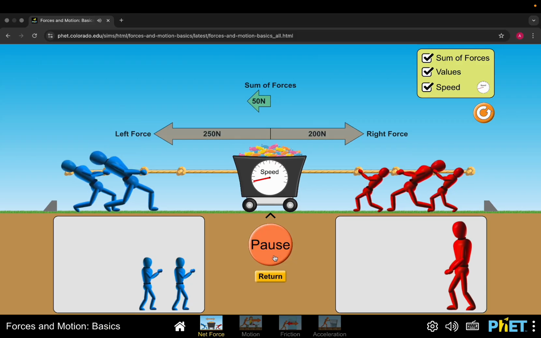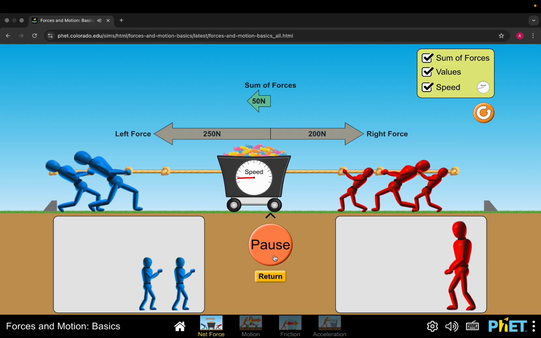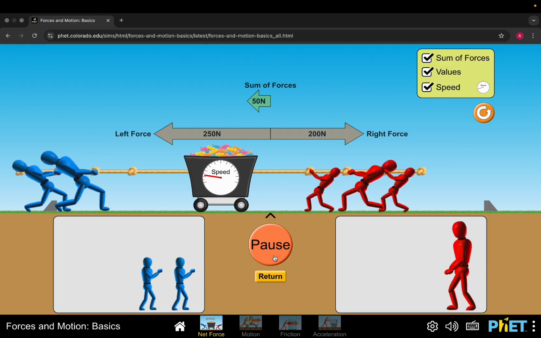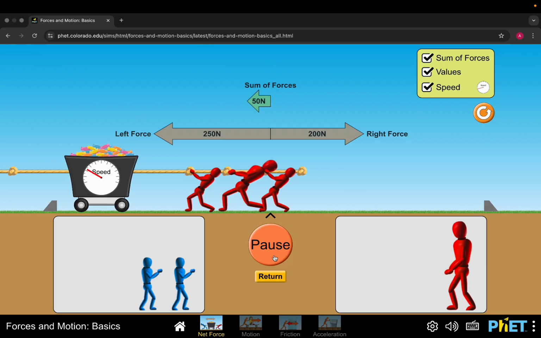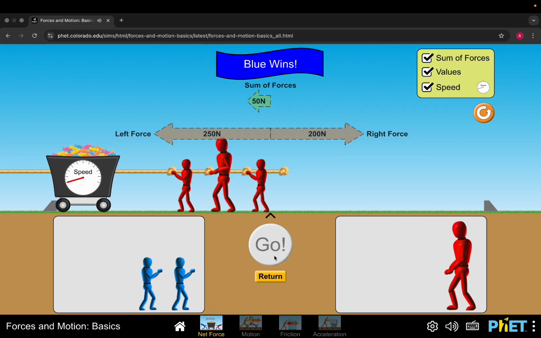But yeah, you can see it is going to be 50 newtons going to the left. So as a consequence, the speed is going to be slower, and the acceleration is going to be slower, but it is still going to go to the left. So that's it. Now let's connect it to Newton's laws.